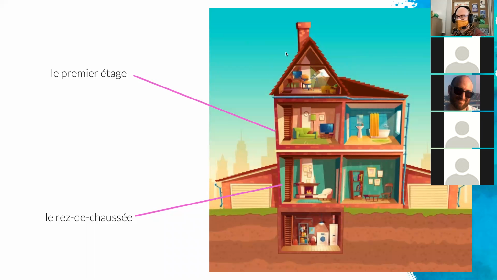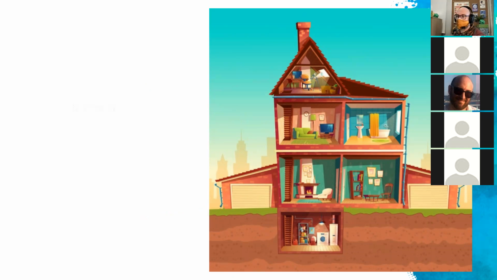What is this up here? What do we call this level? It's not really a floor. It's kind of a room. Yeah, the attic. En français, le grenier.